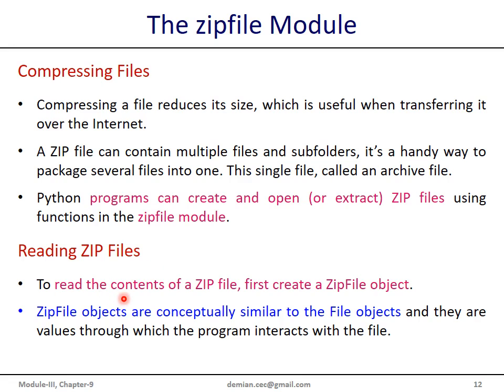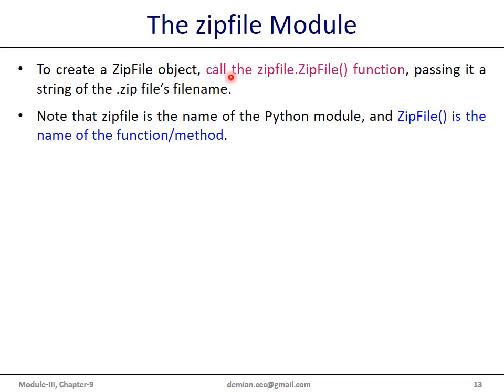In order to read the contents of this archive file, first we need to create a ZipFile object. Remember, Z is capital, F is capital. These ZipFile objects are very similar to file objects or file handlers, wherein they contain a value which is used for the interaction from the program to the file. To create a ZipFile object, we need to make a call to the ZipFile function by passing the zip file's file name. Note that zipfile, in lowercase, is the name of the Python module, and ZipFile, where Z and F are capital, is the name of the function or the method.